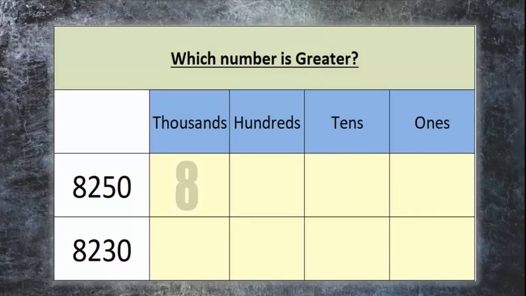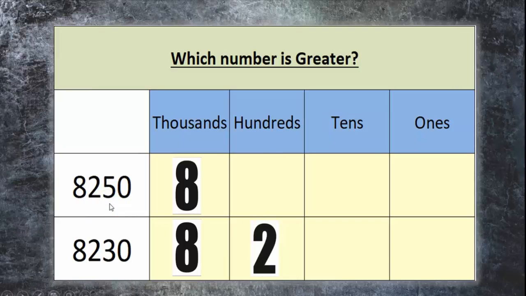Here we have 8 thousands and 8 thousands. So which number is greater? We don't know, we cannot analyze since both are the same. So we must now move to the hundreds. How many hundreds are there in this number? Both of them have 2 hundreds. So they're still the same. Now we need to move to the tens.